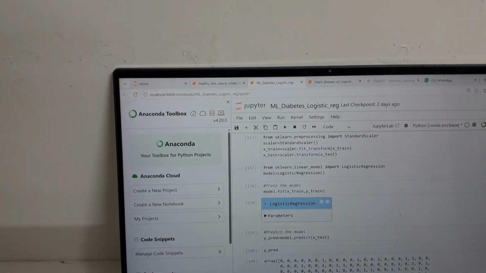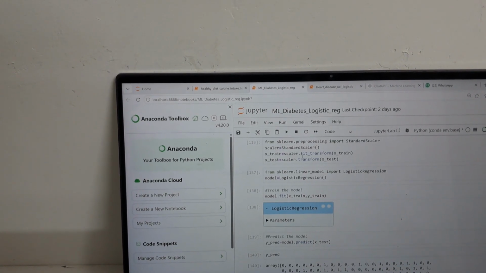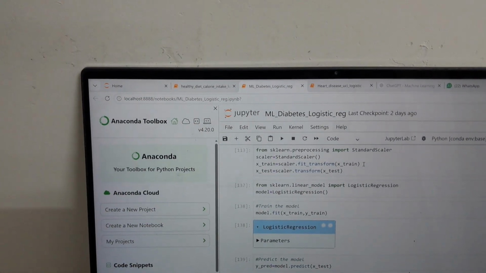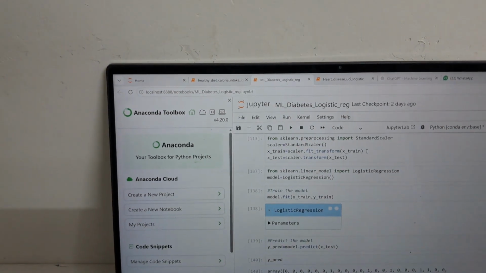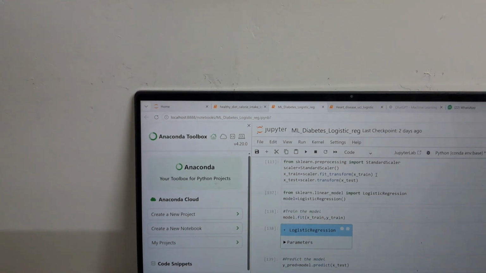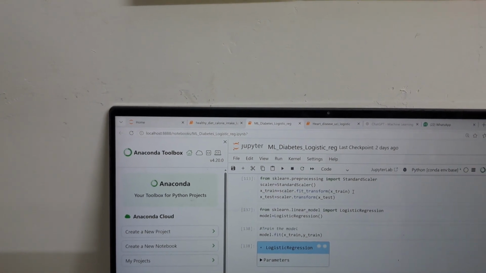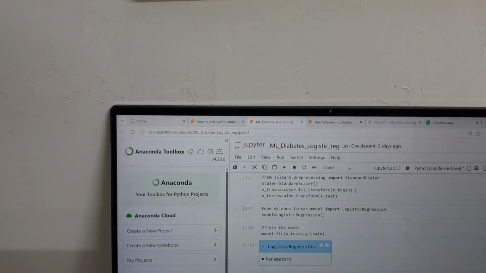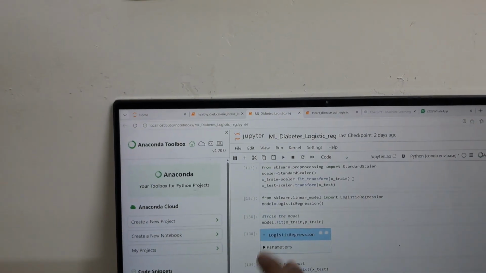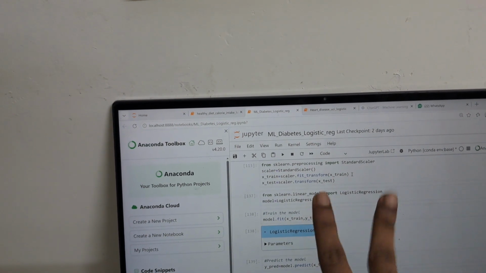Next is from sklearn.preprocessing import StandardScaler, and then fit_transform. Standard scaling means, see, there are many columns. There are two concepts, standardization and normalization. Normalization means, say one column contains numbers that might be 3-digit or 4-digit, like in the 100 to 1000 range. Now one more column has only single or 2-digit numbers, like 10, 20, 1, 2, 3, 4. So the range is different.